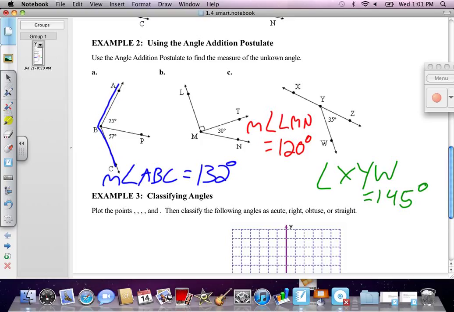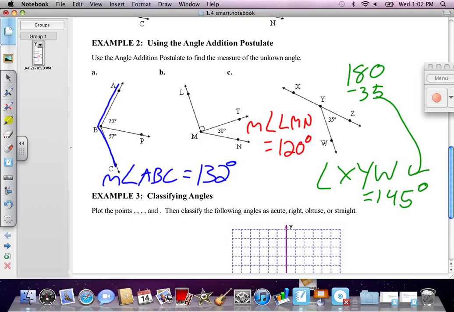Anybody have a question about those? Do they think they could do them on their own? Brianna? Wait, how much was the straight line? A straight line is always 180 degrees. It says right on the front. So what I did was I took 180, which is a straight line, minus 35, and that's how we got 145. Good?